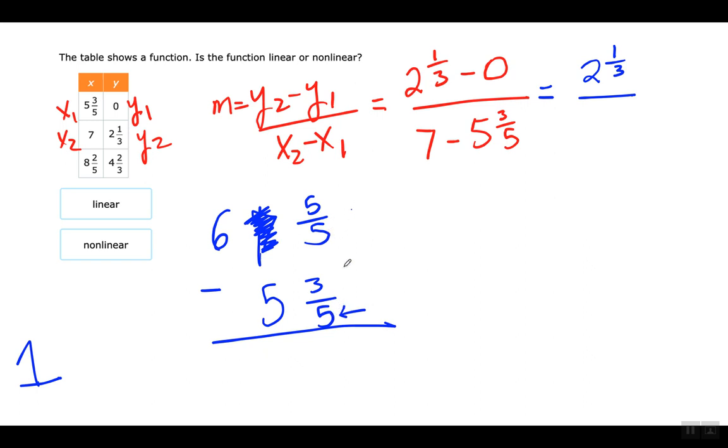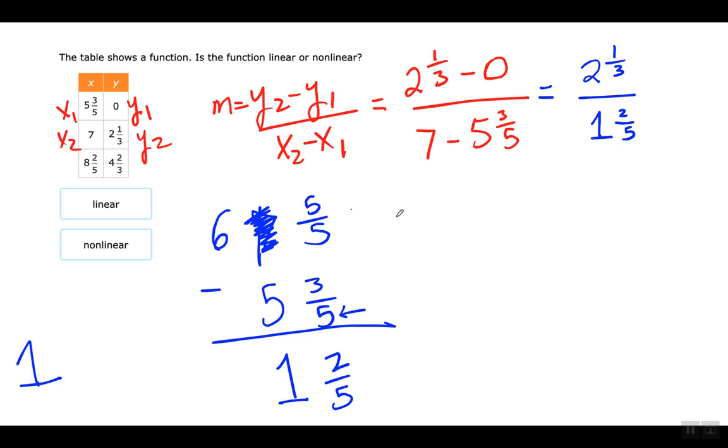If this would have been a 4, I would have written 4 over 4. If this would have been a 7, I would have written 7 over 7. Okay, now, that allows me to subtract this. The fractions, 5 over 5 minus 3 over 5 gives me 2 over 5. And 6 minus 5 is 1. So on the bottom, when I did that, I got 1 and 2 over 5.